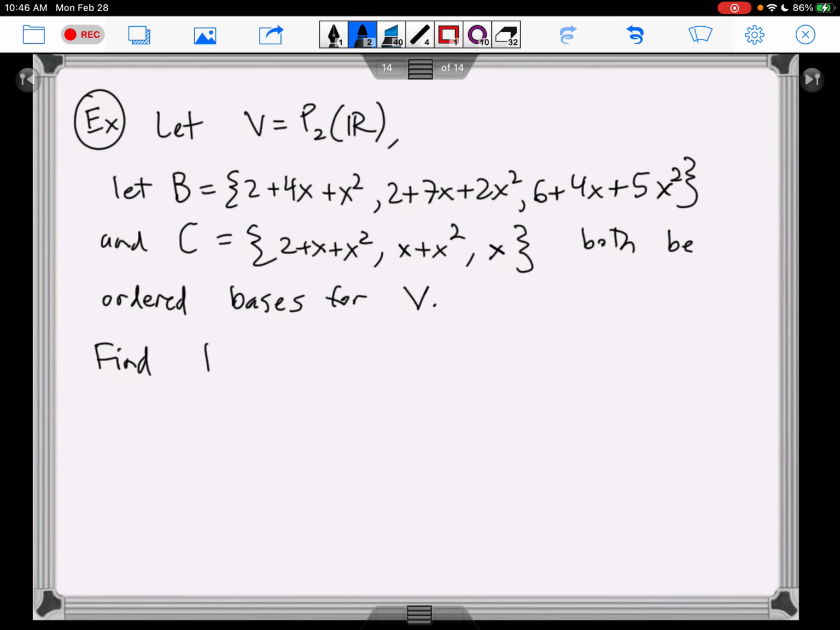We're going to find the change of basis matrix from B to C and use it to calculate the change of basis matrix from C to B.